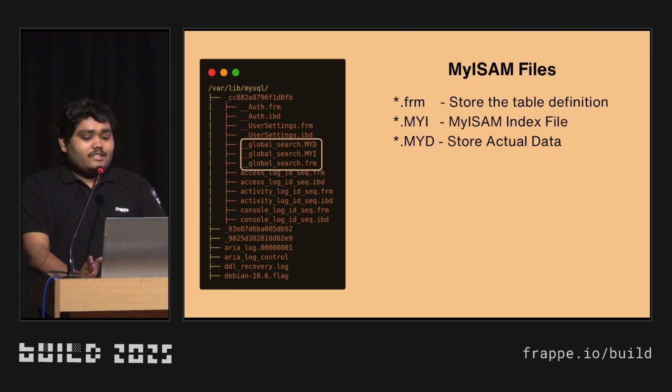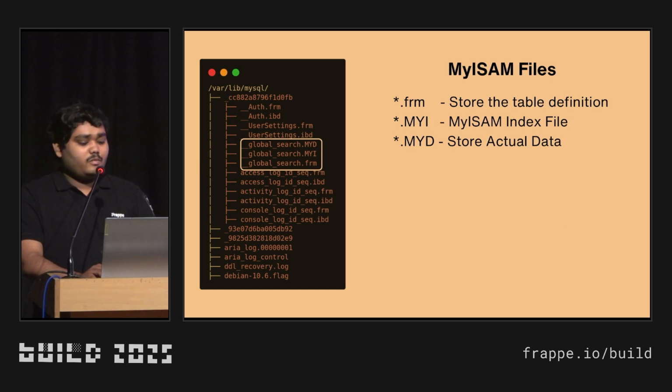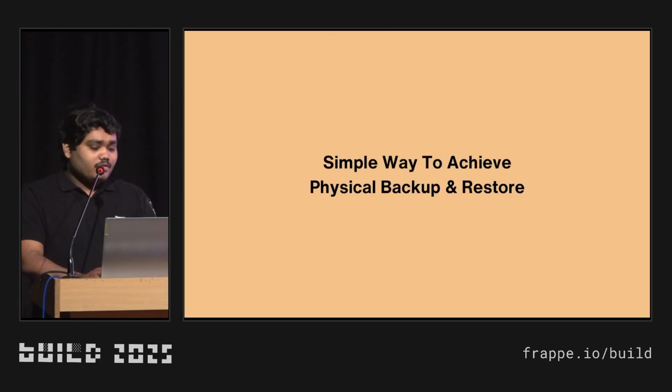And there is another one, MyISAM. In Frappe, we use MyISAM for some specific things like global search or error log, where we mainly don't need transactions. We can use MyISAM; we don't need InnoDB for that. It has the same structure: the FRM file is common for everyone to store the definition, and there are MYI and MYD extension files which hold your index and actual data.